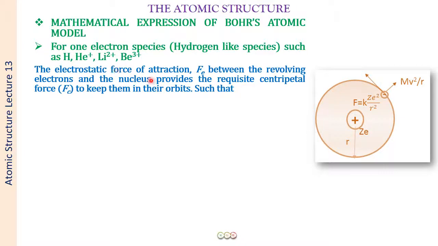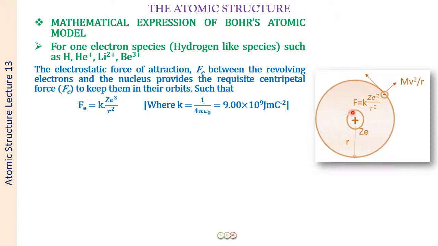The electrostatic force of attraction Fe between the revolving electron and the nucleus provides the requisite centripetal force to keep it in its orbit, such that Fe is equal to kZe²/r². So the electrostatic force of attraction given by Coulomb is equal to K into Q1 into Q2 by r², where Q1 and Q2 are the charges.